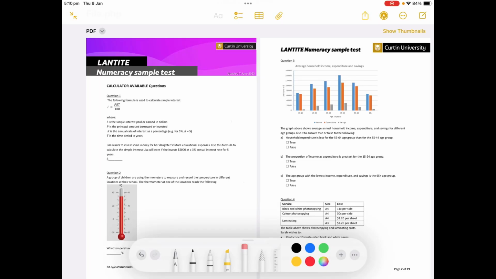Okay, so this is going to be a walkthrough of the LANTITE Numeracy sample test from Curtin University. It is available on their website. Now, I'm going to solve the questions and I will explain how I did them. Alright, so let's look at the first question. This is in the calculator available section, so we will also be using a calculator.